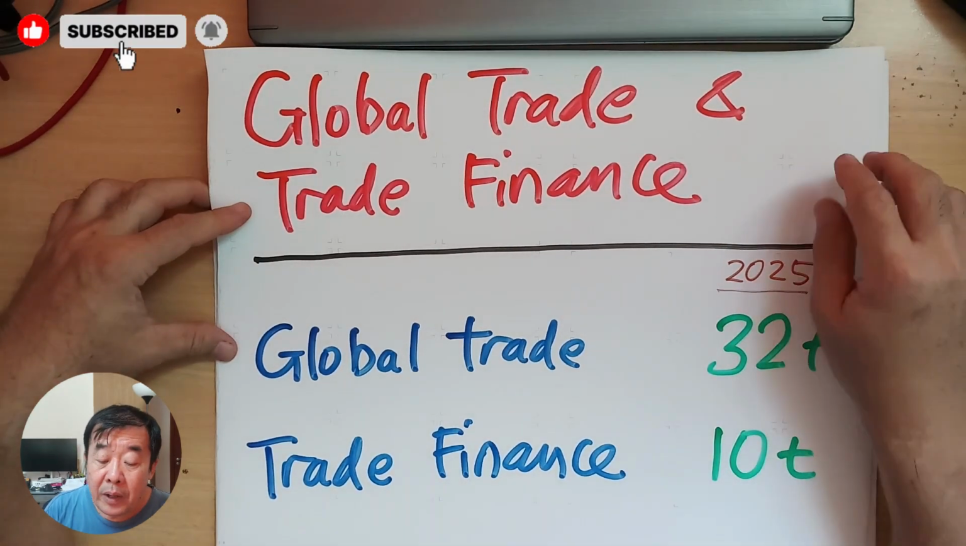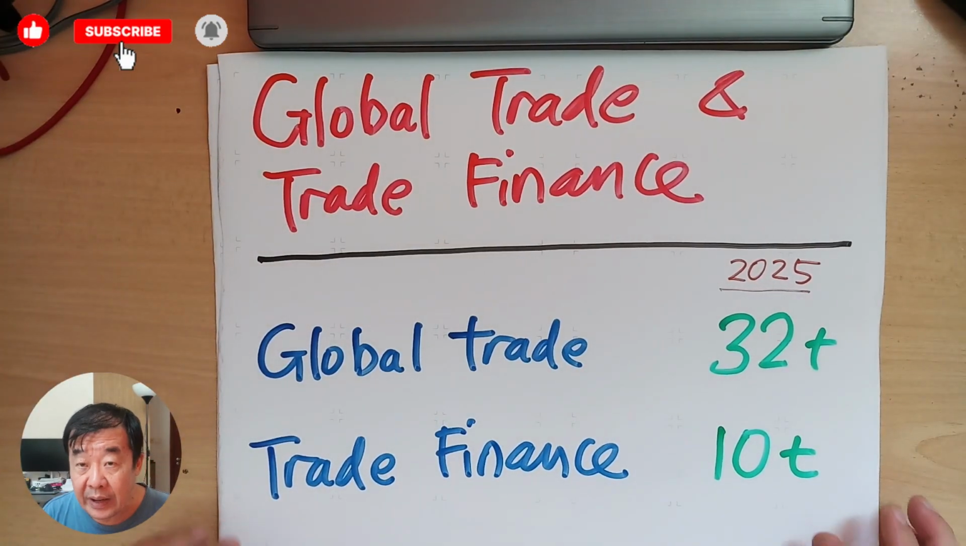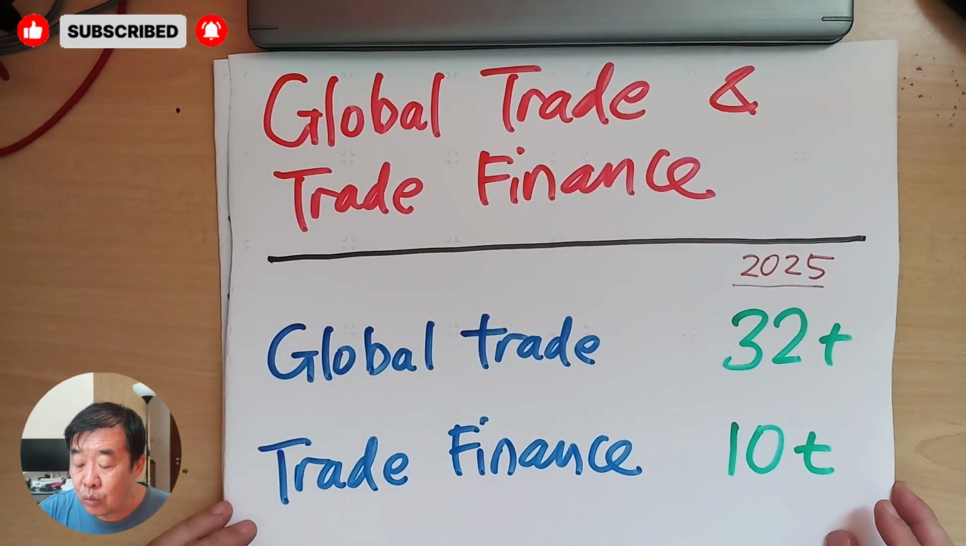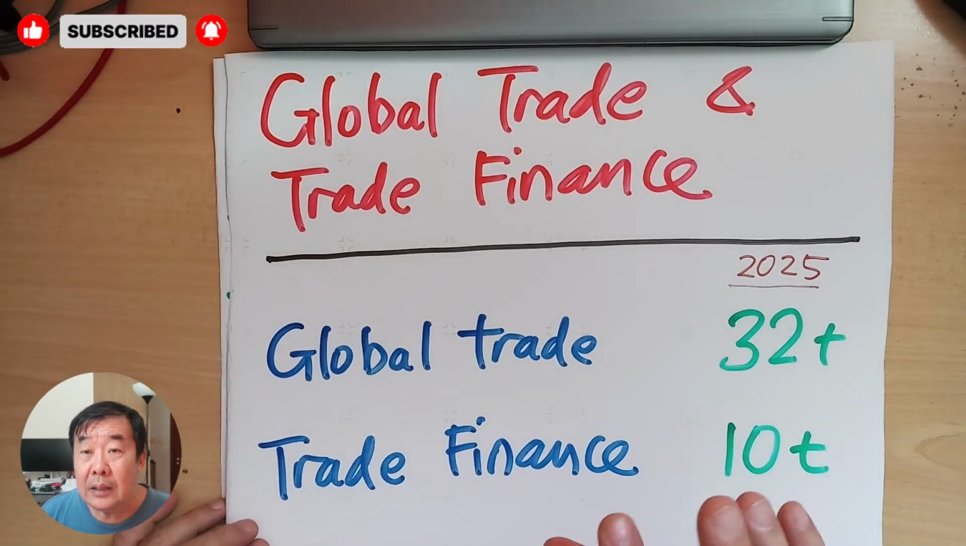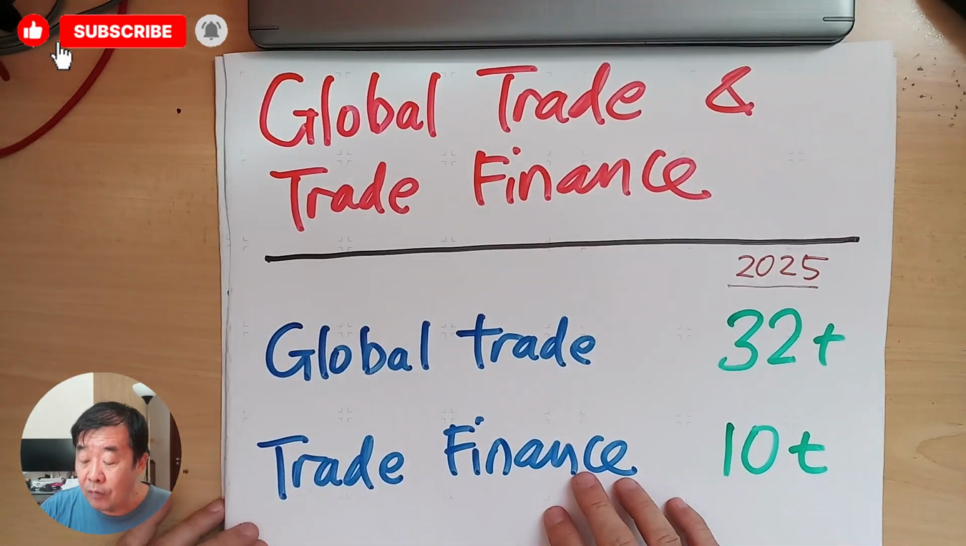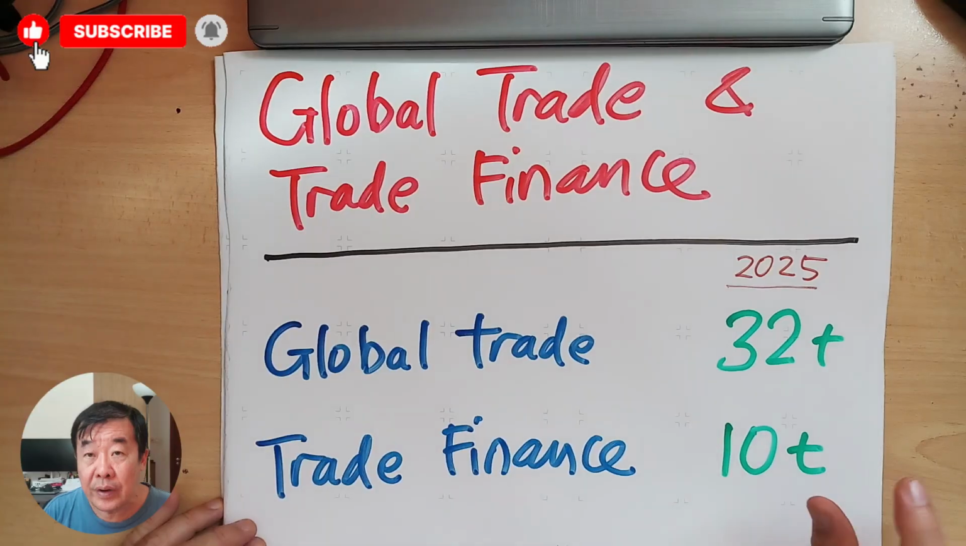Now, what is the global trade, and how much global trade is financed by trade finance? Now, globally for the year 2025, the global trade is about 32 trillion US. Of all these 32 trillion US, about 10 trillion is financed through trade financing.